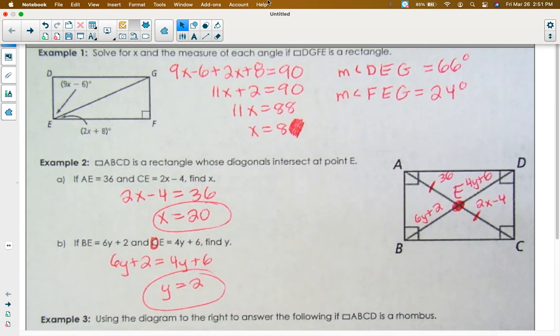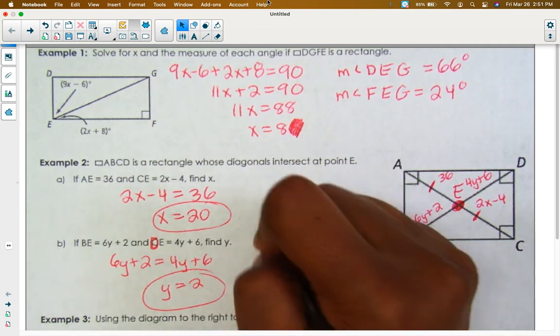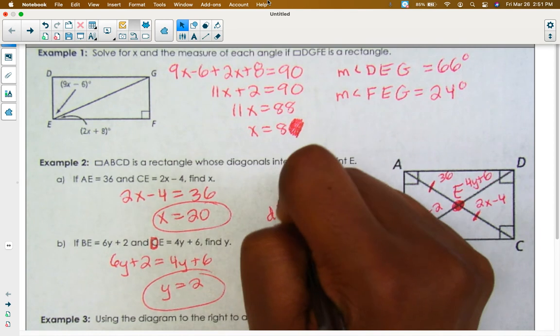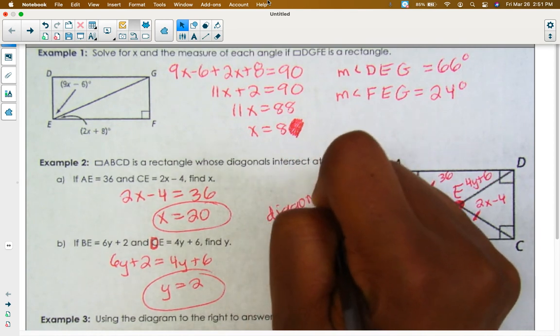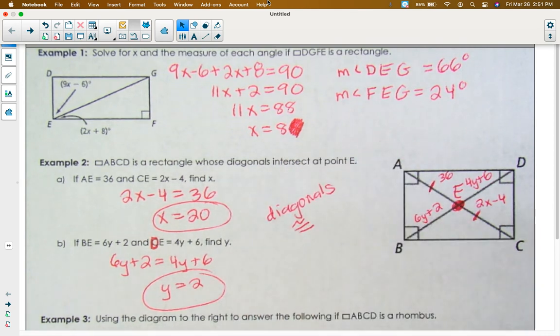So I use the theorem that rectangles, their diagonals are congruent. So that's what I use to help us solve this. In a rectangle, the diagonals are congruent to one another.